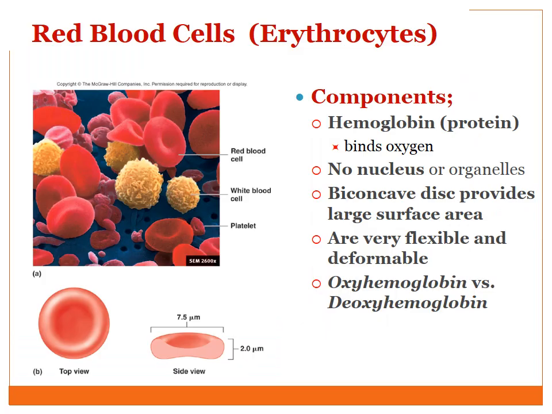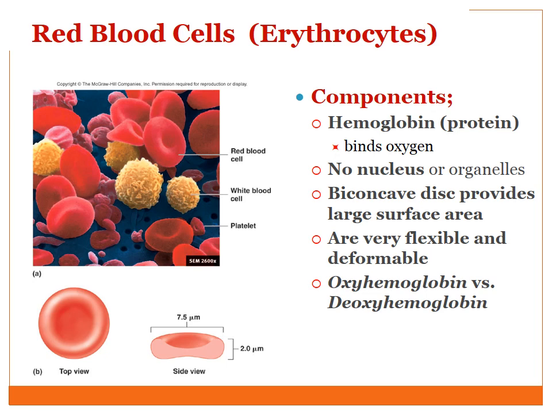If we look at the structure of red blood cells, of erythrocytes, first of all, we know that red blood cells contain the protein called hemoglobin, and this is the structure that will bind oxygen within the red blood cell. Red blood cells don't have a nucleus, so they're anucleate or organelles. And also the structure, the shape of the red blood cell is very important. It's a biconcave disc, and the reason for this shape is that it provides a very large surface area available for diffusion of gases across its cell membrane.